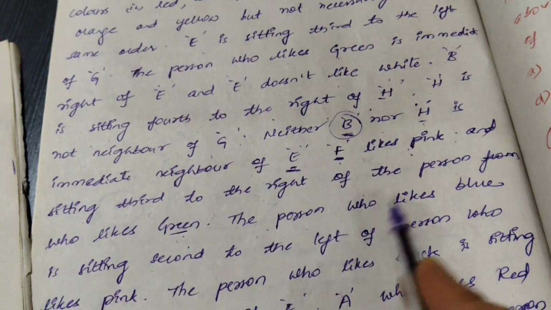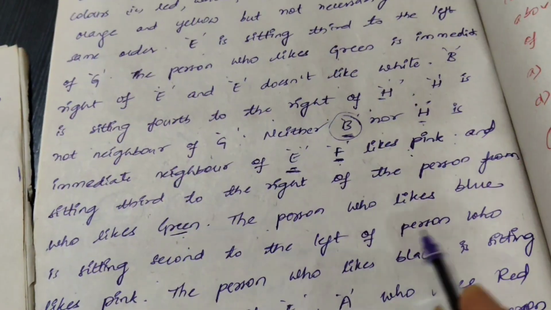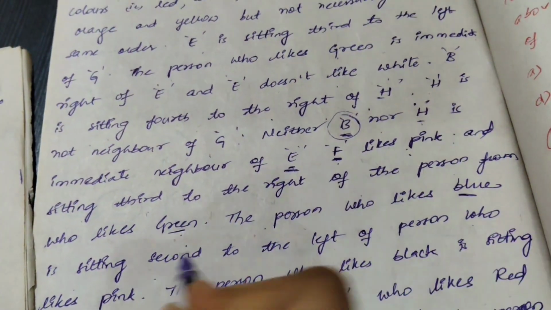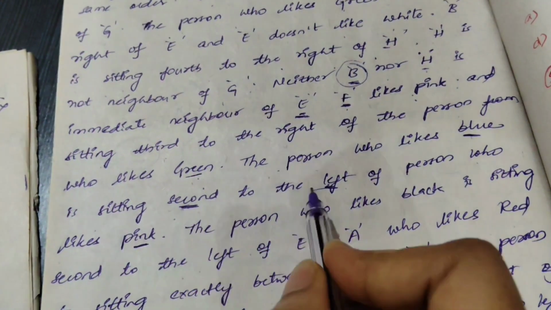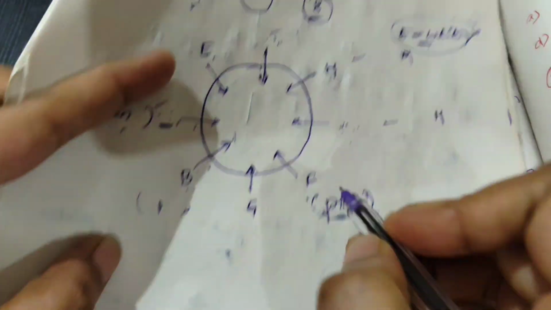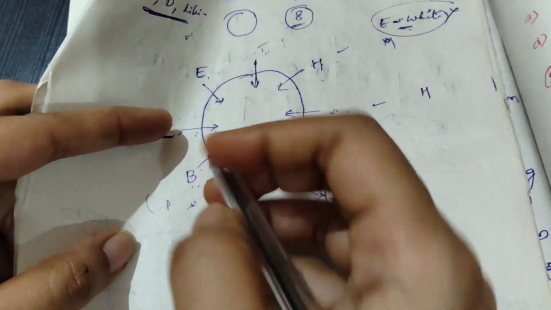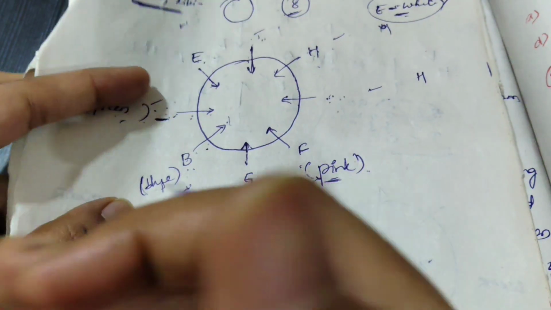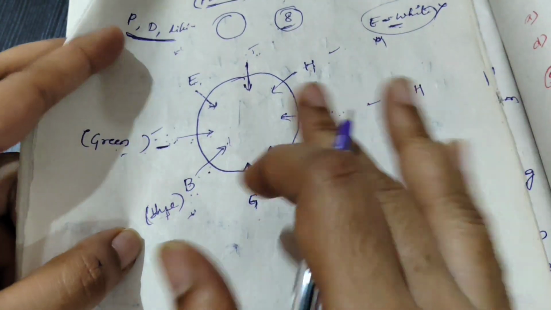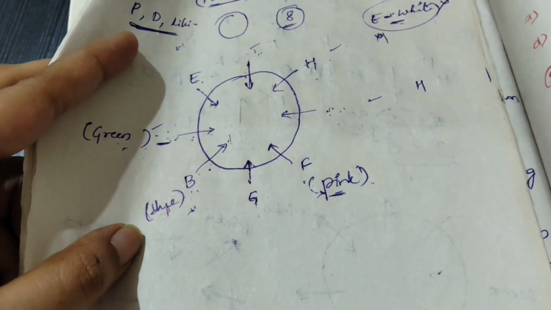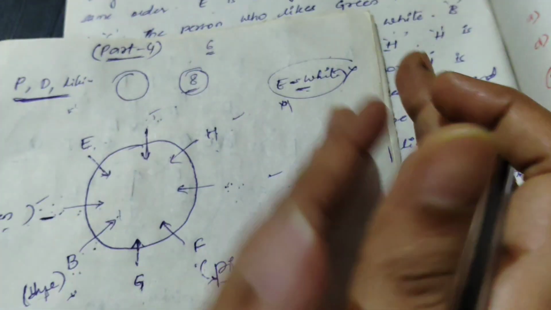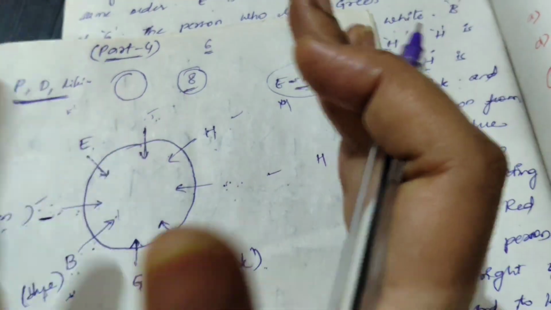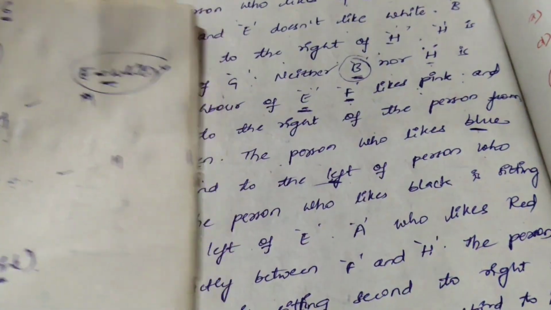Next, the person who likes blue is sitting second to the left of the person who likes pink. So blue is sitting second to the left of pink. Where is pink? Here. So blue is second to the left: 1, 2. When you take single clues, it may take time, but with practice your brain will automatically support you in writing the positions. Take a single clue at a time. If you have common persons, try to club them. Blue is sitting second to the left of pink.